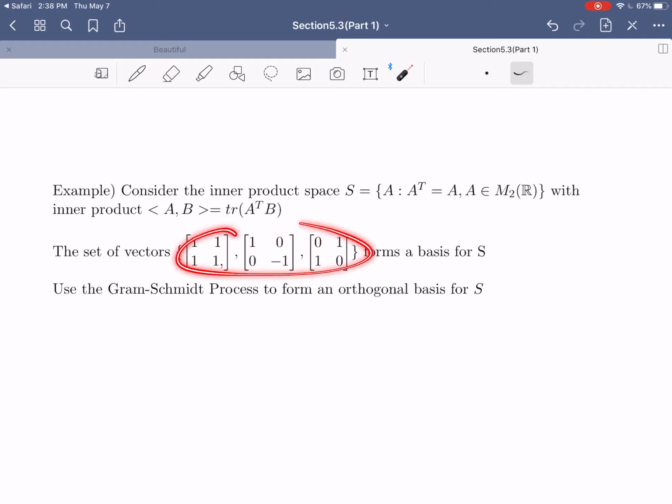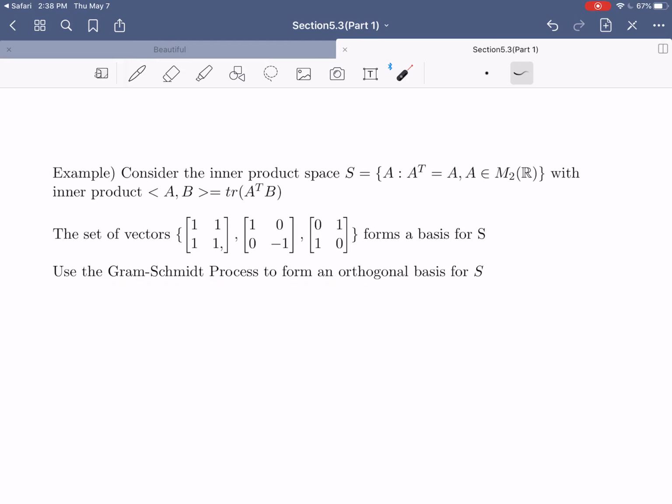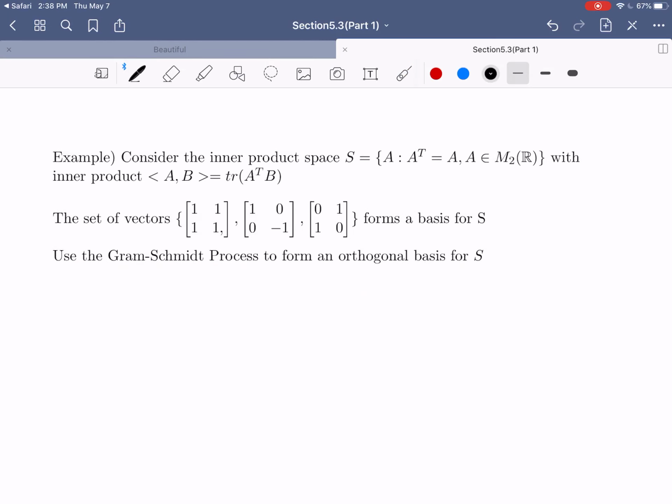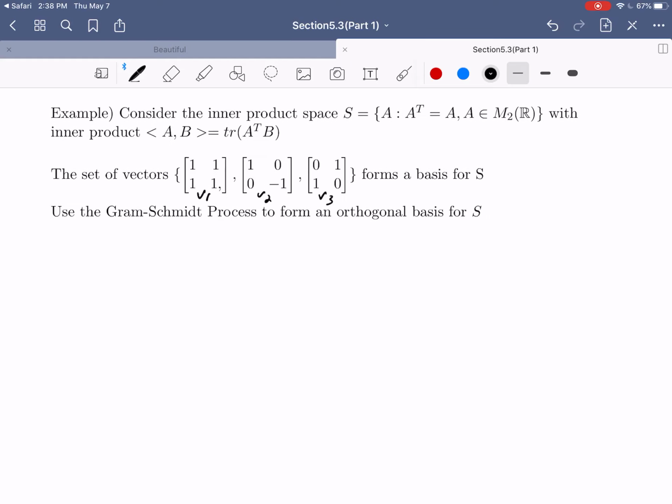Now you might be saying, well, there are only 3 vectors here. Isn't this dimension 4? Well, M2 of R is dimension 4, but the subspace of symmetric matrices is actually a 3-dimensional subspace, because symmetry puts some limitations on it. So this is a basis not for M2 of R, but just for this subspace of symmetric matrices. We're going to use the Gram-Schmidt process to form an orthogonal basis for S. Once again, we'll name these V1, V2, and V3.